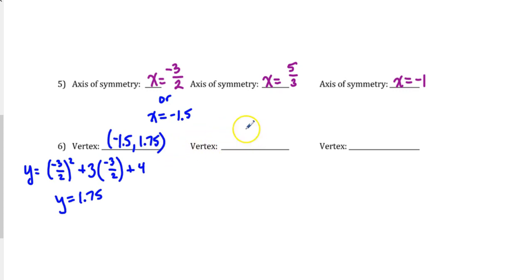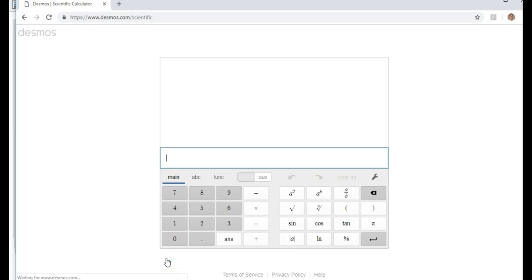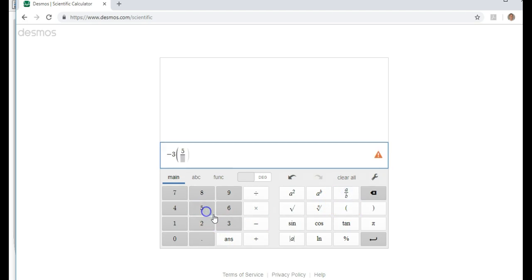Okay, let's show what this would look like with Desmos. All right, so go ahead and open up a browser and go to desmos.com and play the recording when you're ready. Okay, you're going to want to go to the scientific calculator. And we basically want to enter the function, but we're going to substitute 5/3 for the x. Okay? So we have negative 3, and then we're going to substitute in 5/3 square.